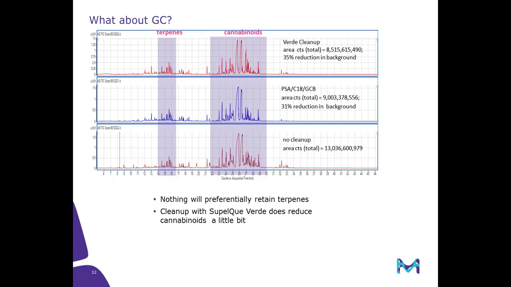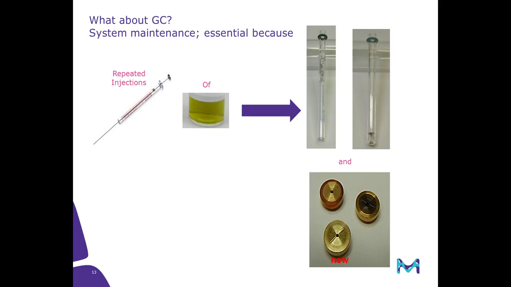As for the co-extracted cannabinoids, they do come through the column, and a Supelco Verde mixture will reduce these a bit, the acidic ones specifically. So we do find that, looking at total area counts of background, we get a slight reduction over using a conventional mixture, 35% reduction in background versus 31.